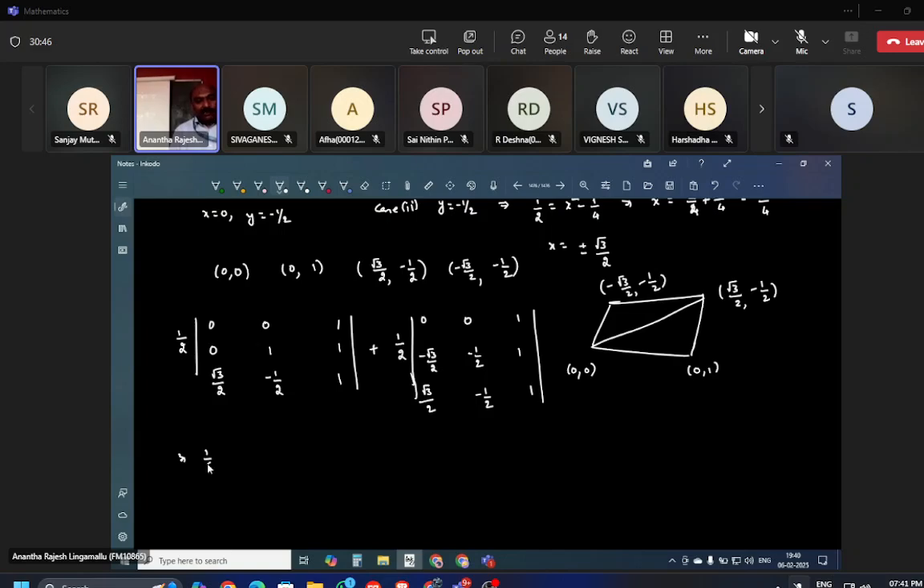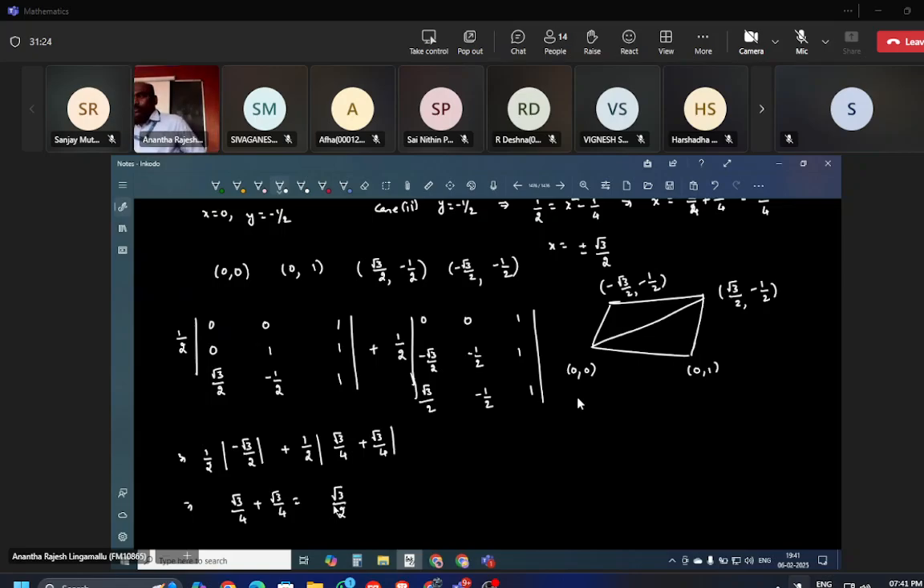So first, one half into, this one is gone, 0 gone, minus root 3 by 2, plus half into, this one gone, so 1 into these two multiplication, root 3 by 4, minus of minus, plus root 3 by 4. This will be your answer. Root 3 by 4 plus 2 times root 3 by 4, how much? With half, so root 3 by 4 again. So the answer is root 3 by 2. Check, this option is there. Root 3 by 2.